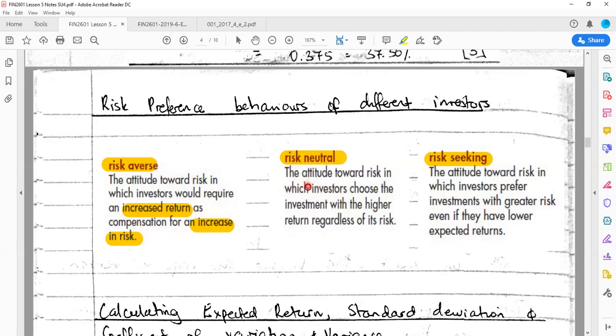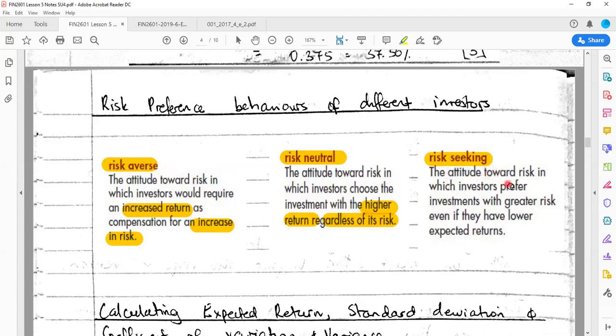A risk-neutral financial manager is a manager who requires higher return irregardless of the risk. So this financial manager doesn't really need return to increase corresponding with the risk. Here we say the attitude toward risk in which the investors choose investment with higher return irregardless of risk. So a risk-neutral financial manager will always go for an investment with higher return, whatever the risk is.